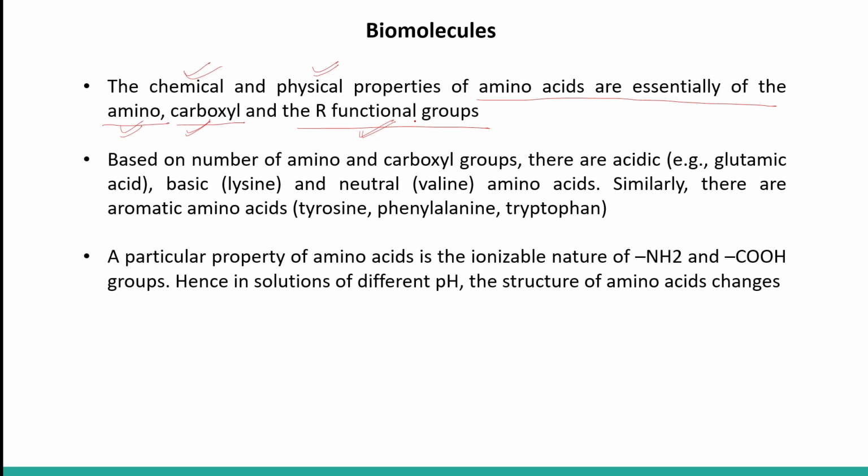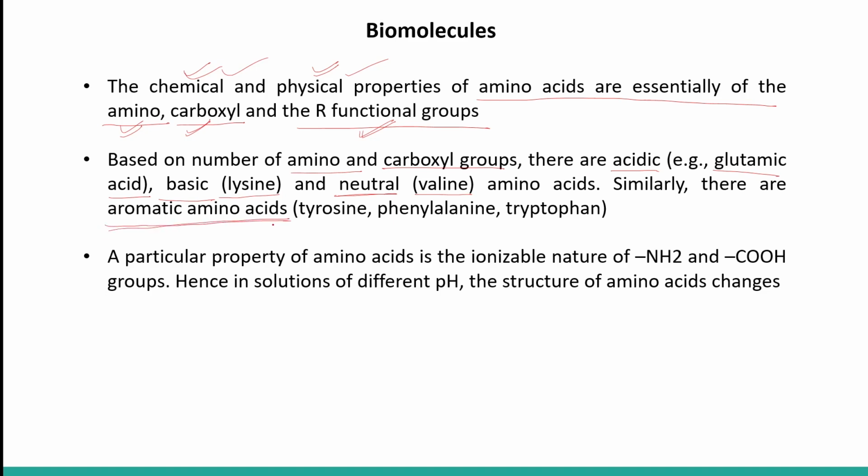So depending upon the type of groups attached to the alpha carbon, their chemical and physical properties get changed. Based on the number of amino and carboxyl groups, they can be acidic, like glutamic acid and aspartic acid. They can be basic. One of the basic amino acids is lysine, and sometimes it is neutral, that is valine.